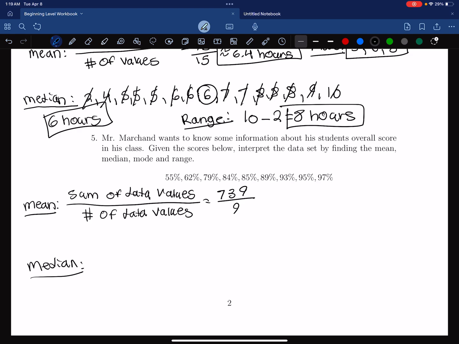Oops. My apologies. I just realized I never actually read through the word problem yet. So let's do that to understand what we're looking at. The word problem is, Mr. Marchand wants to know some information about his students' overall score in his class. Given the scores below, interpret the data by finding the mean, median, mode, and range. So now to resume, we are interpreting all these percents here by finding the mean, or the average.